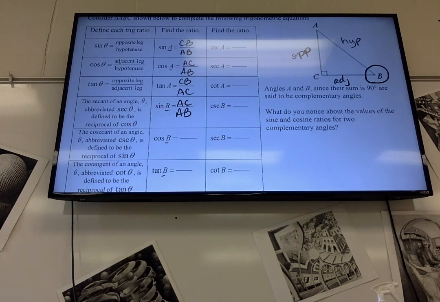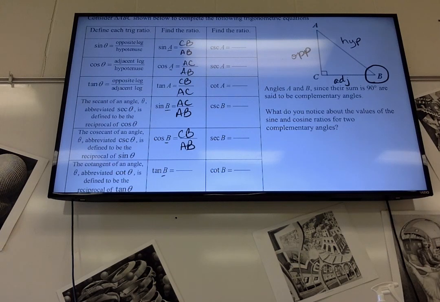What about cosine of B, Becca? It would be adjacent over hypotenuse. So it would be CB over AB. Yes, good.